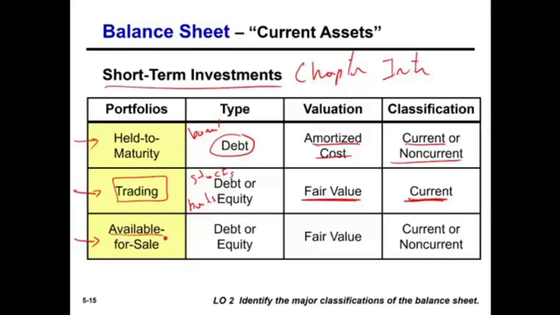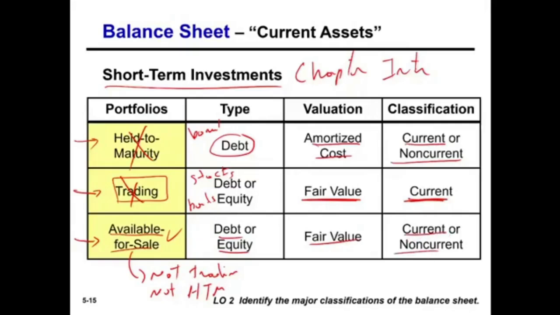Available for sale securities, you could have available for sale. Available for sale means not trading. You're not going to trade them in the short term, and not HTM. HTM is held to maturity. So it's not this category, it's not this category. What's left is available for sale. Kind of a default. You could have both debt and equity, which is stocks and bonds. They are reported at fair value. They could be current or non-current.